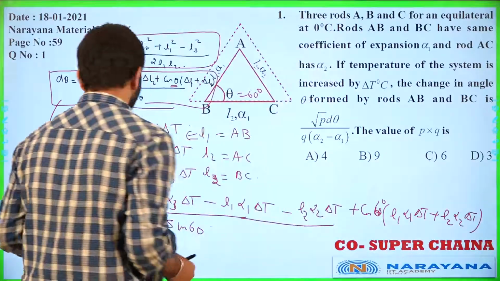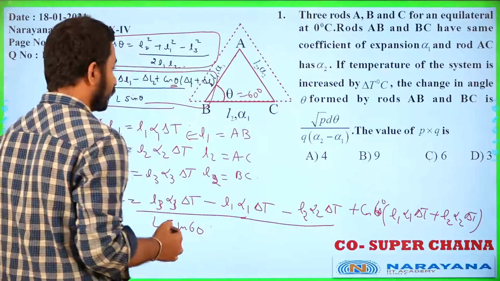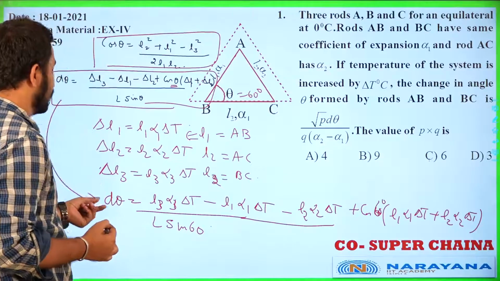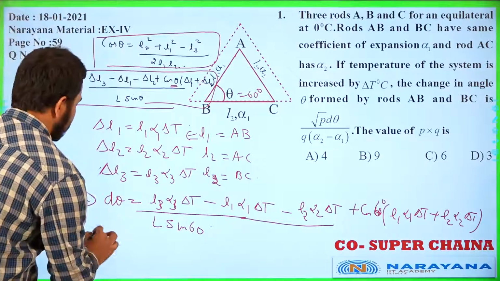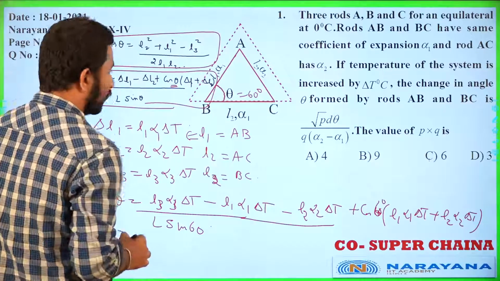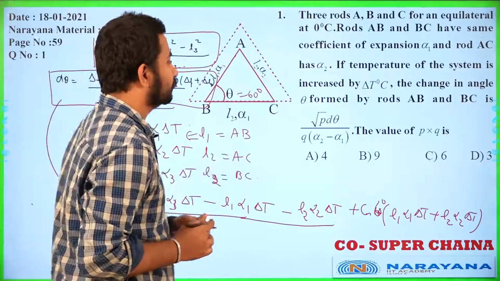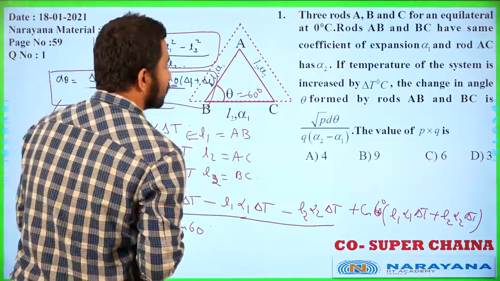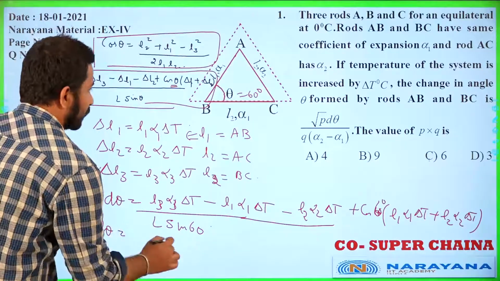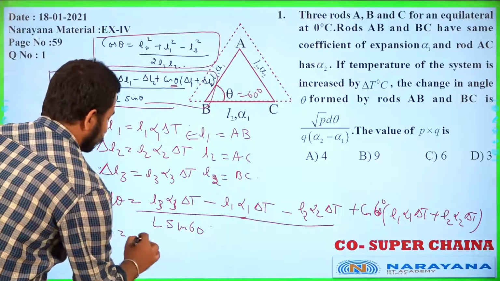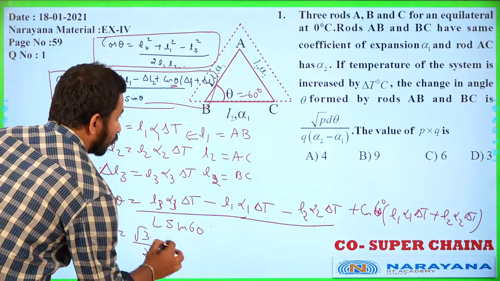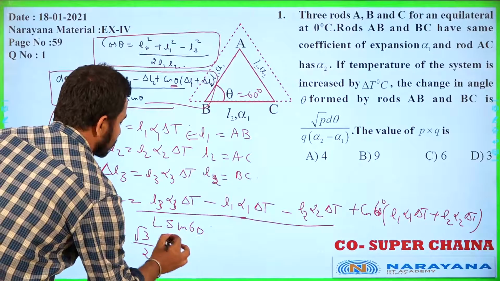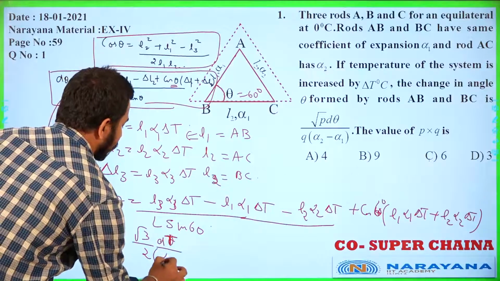If you substitute all these values here, student, we will get the change in the angle, this d theta. This can be written as root 3 by 2 d theta, and this d theta is nothing but dT by alpha 2 minus alpha 1.